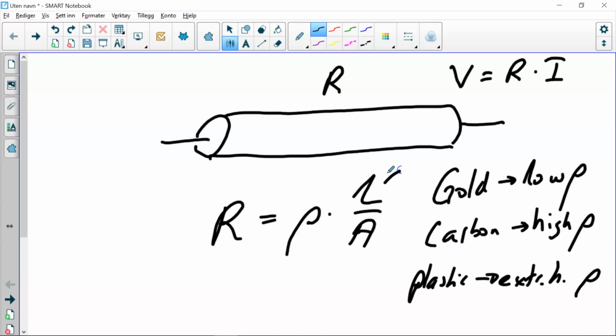Then the length. The longer the conductor, the higher the resistance. And finally, the area. The wider the conductor, the lower the resistance becomes, because you have more material that you can run the current through. So therefore, the resistance overall depends on those three elements: the material it's made of, the length of the material, and the cross-sectional area of the material.